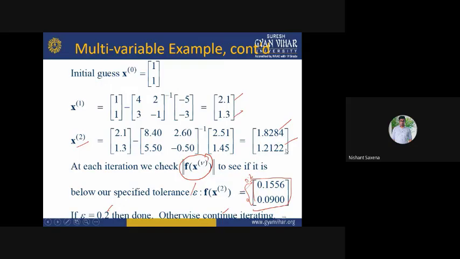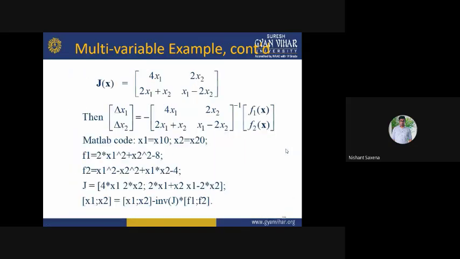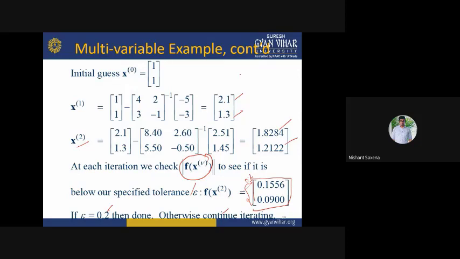So in this way, we have seen both concepts: the Newton-Raphson method for a scalar quantity and the Newton-Raphson method for the multivariable case, using the Jacobian matrix.